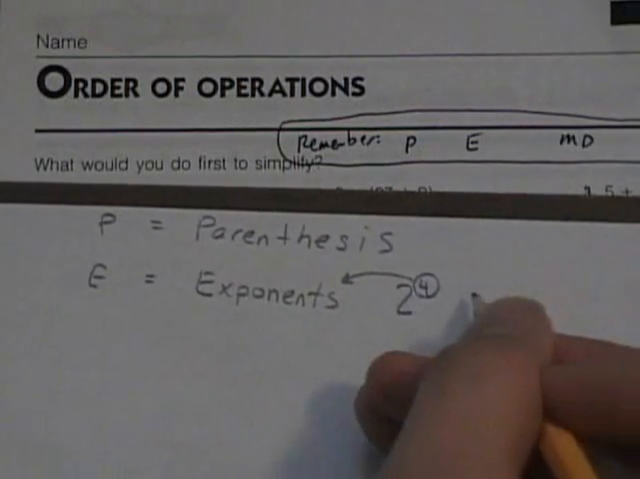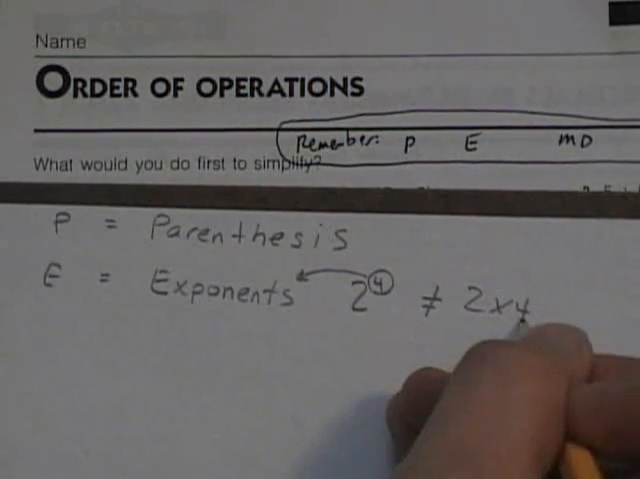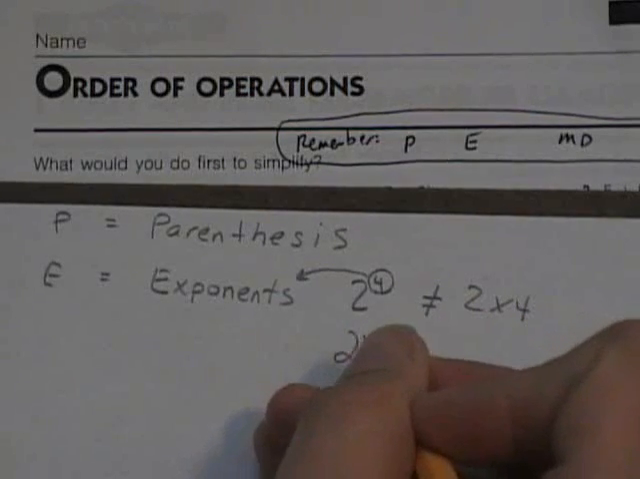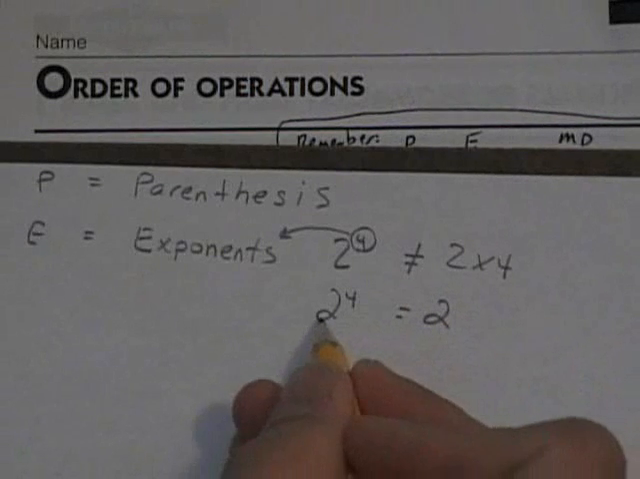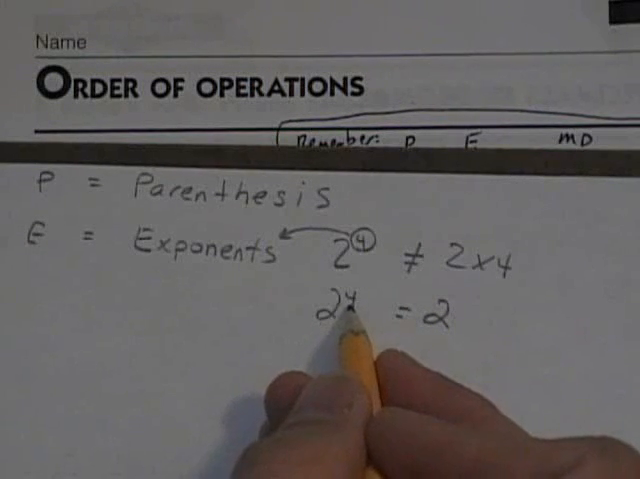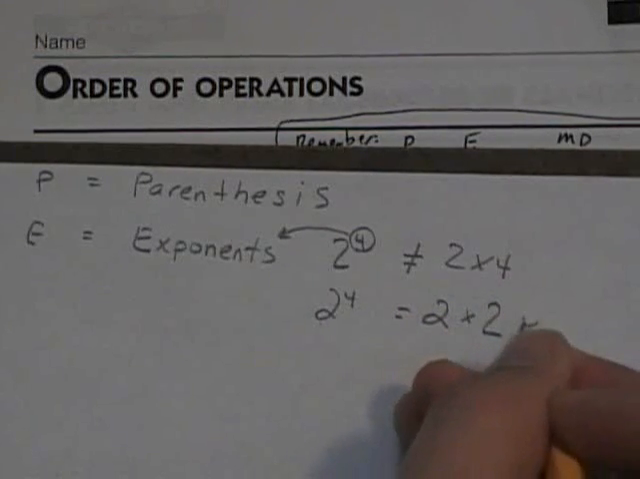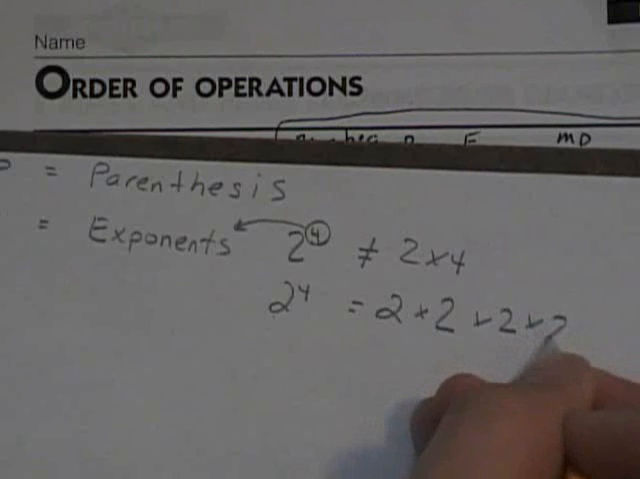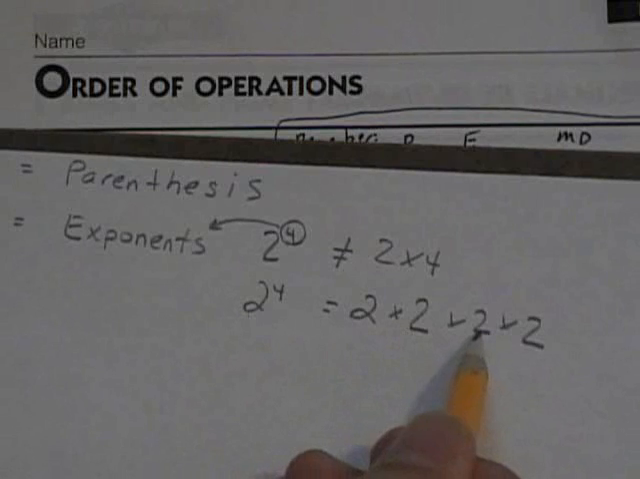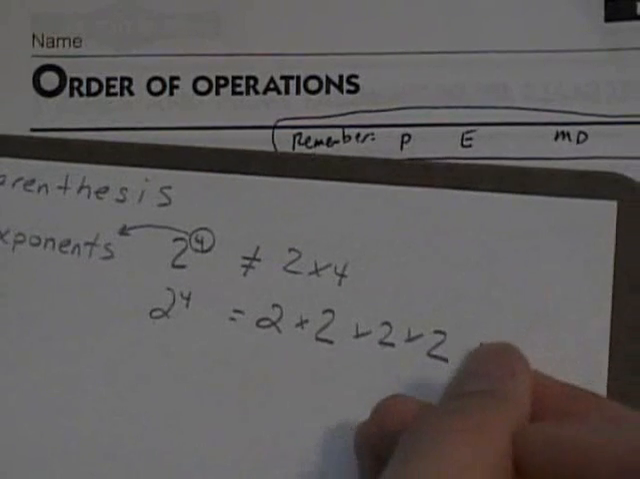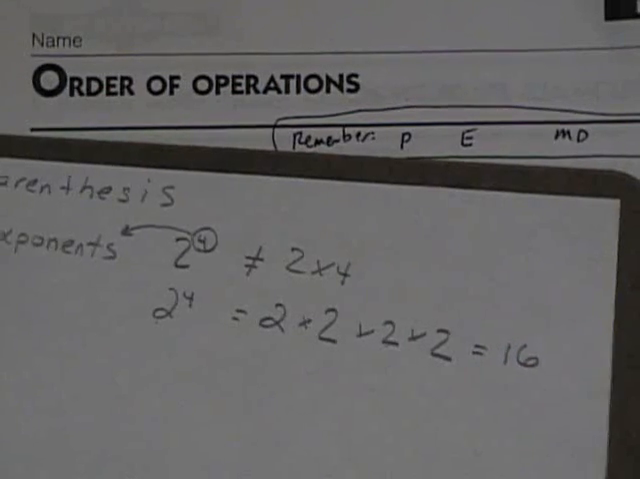This does not mean 2 times 4. This means 2, and you've got to multiply it times 2, 4 times. So 2 times 2 times 2 times 2. 2 times 2 is 4. 4 times 2 is 8. 8 times 2 is 16. So it comes up to a different answer.